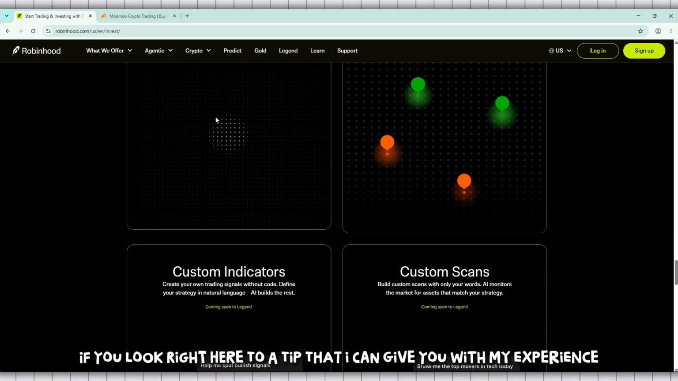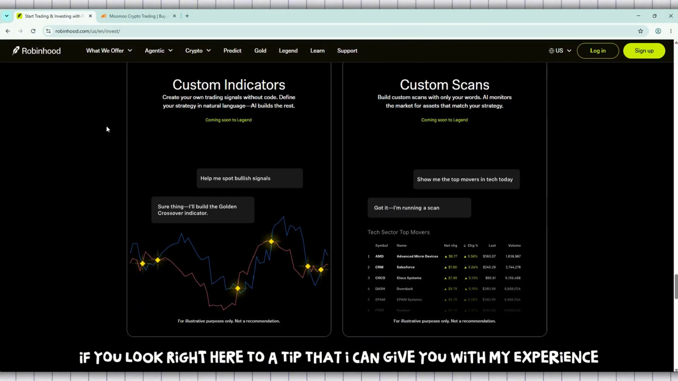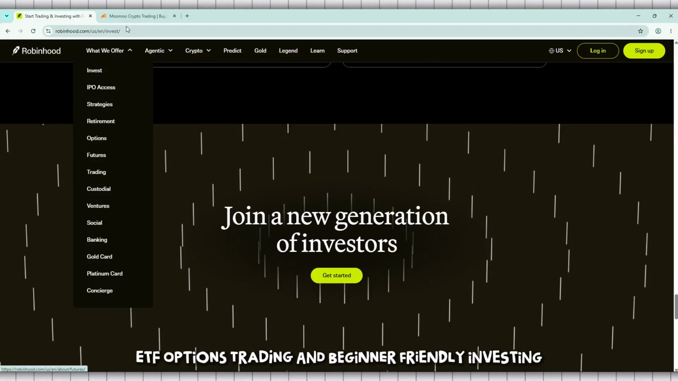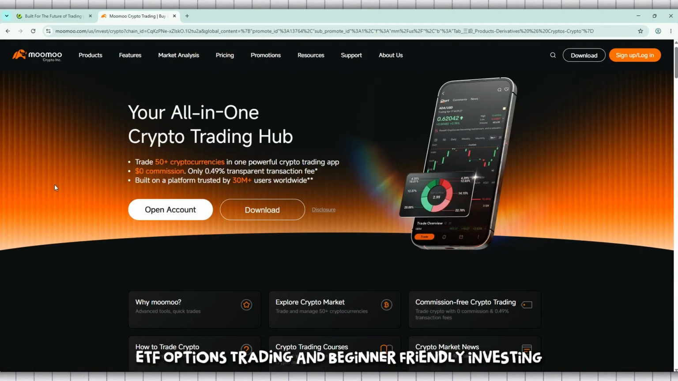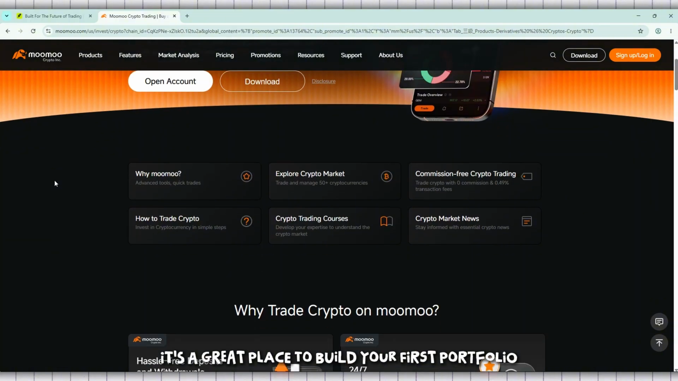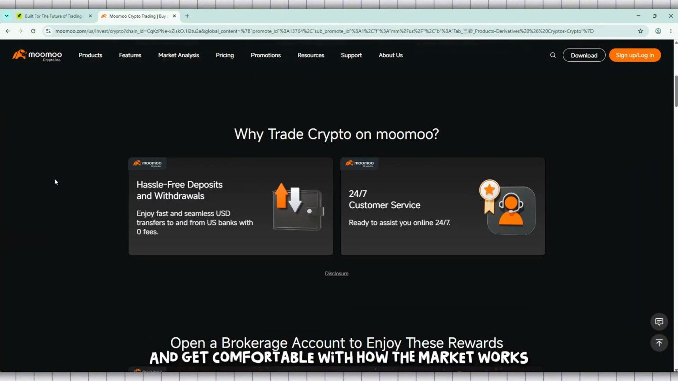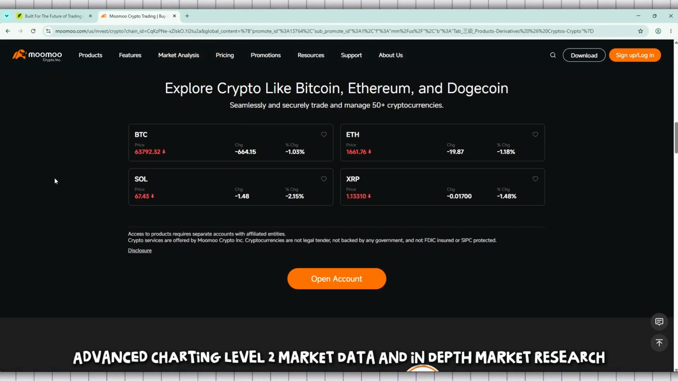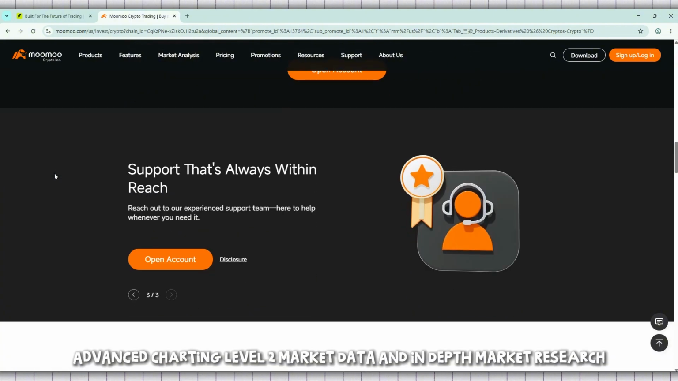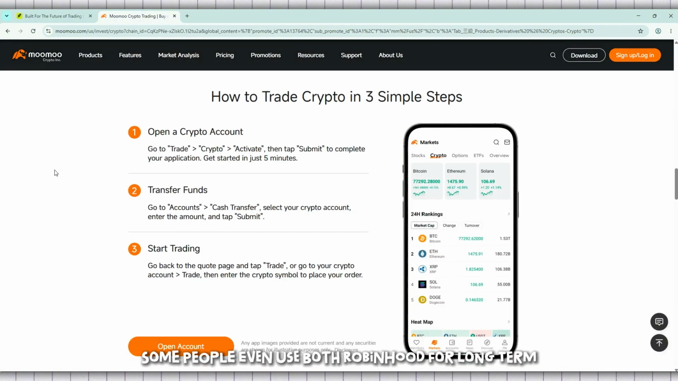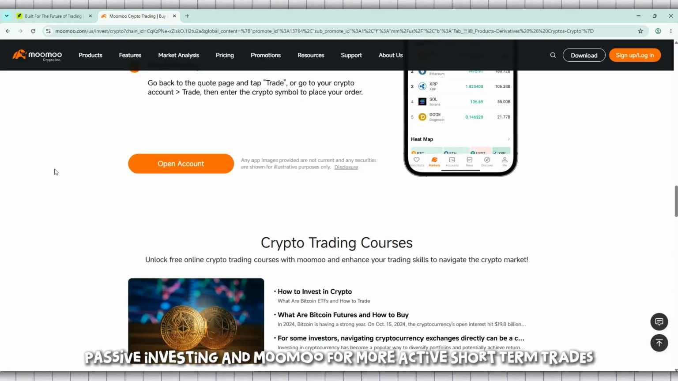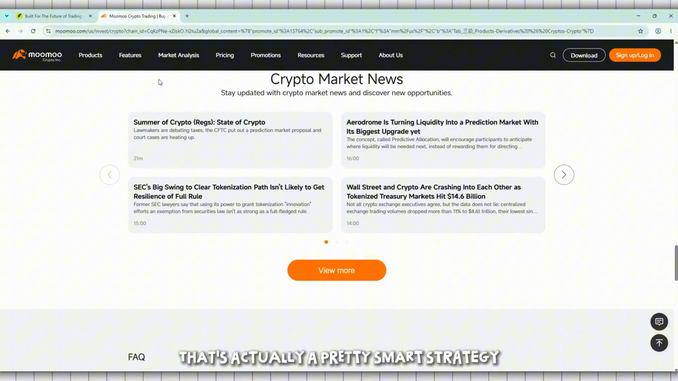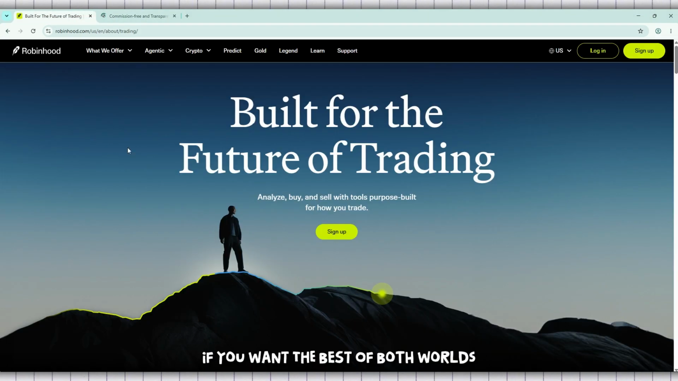If you look right here, to a tip that I can give you with my experience, many traders use Robinhood for simple investing, stocks, ETF options trading, and beginner-friendly investing. It's a great place to build your first portfolio and get comfortable with how the market works. And many traders use MooMoo for active trading, advanced charting, level 2 market data, and in-depth market research. Some people even use both, Robinhood for long-term, passive investing and MooMoo for more active, short-term trades. That's actually a pretty smart strategy if you want the best of both worlds.